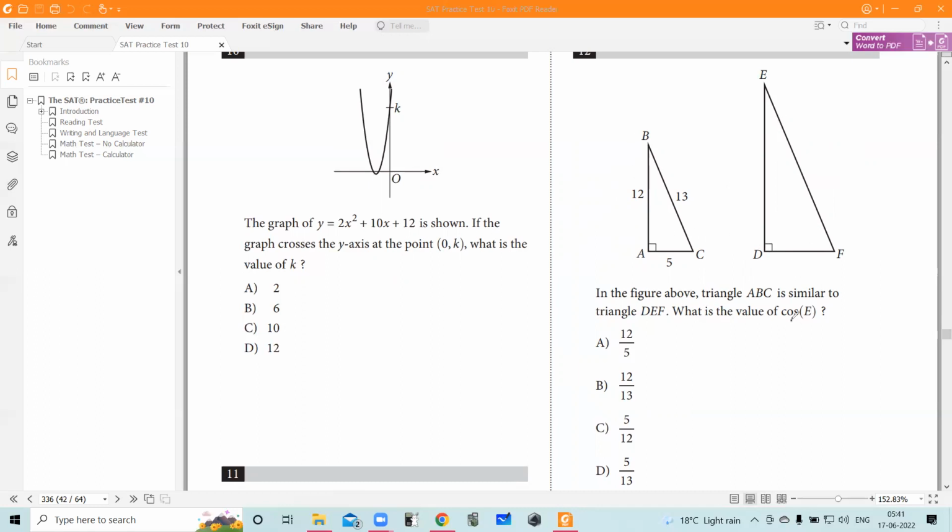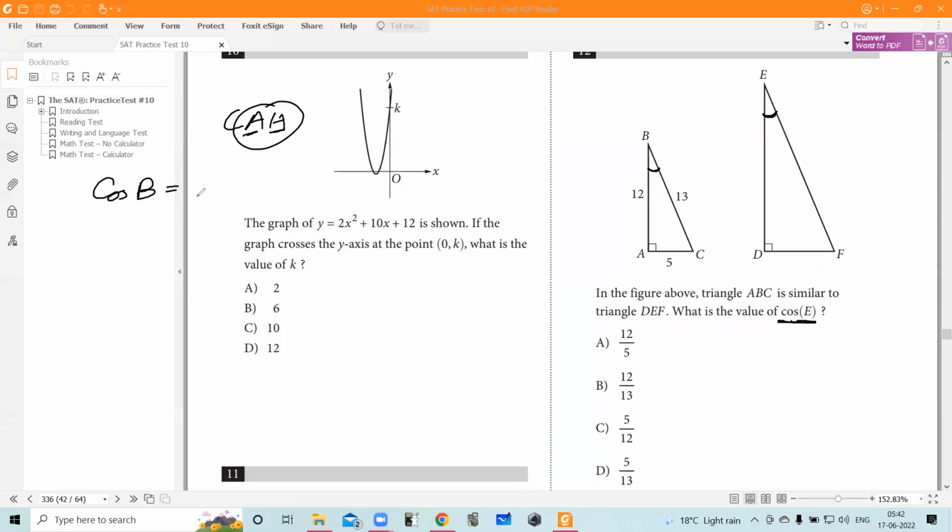Now they're asking what is the value of cosine of E. So cosine of E is what we are interested in here. Cosine of E is exactly the same as the cosine of B. Why? Because they're similar. The ratios of the sides will be proportional. So cosine of B will be what? Adjacent over hypotenuse, isn't it? So cosine of B is equal to what is adjacent?